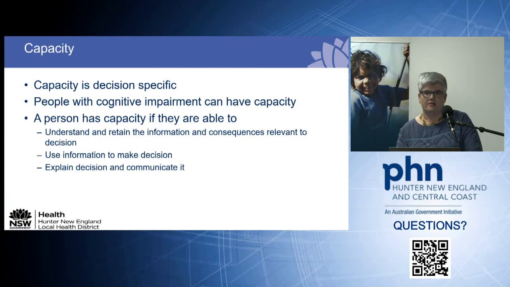So capacity is the other important term to understand. Capacity is actually specific to the decision that's being made, and a person with cognitive impairment can have capacity. Just having dementia doesn't mean that you don't have capacity. It depends on the complexity of the decision, and a person has capacity if they can understand and retain the information and the consequences relevant to the decision, use that information to make a decision, and then explain the decision and communicate it back to you.